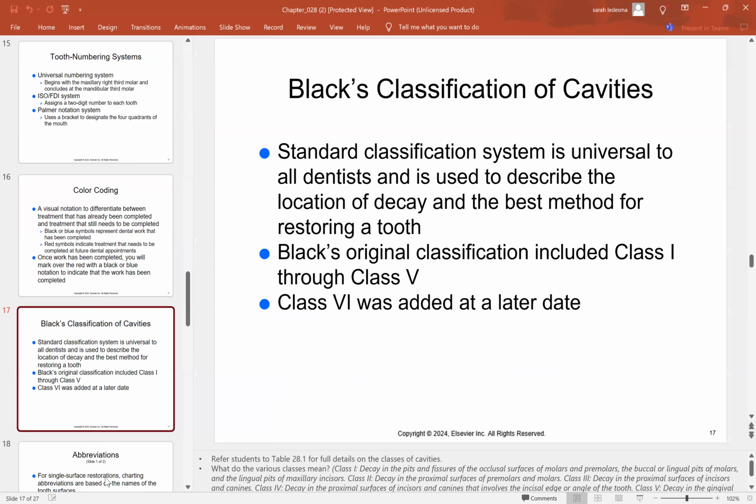Black's classification of cavities. This standard classification system is universal to all dentists and is used to describe the location of decay and the best method for restoring a tooth.